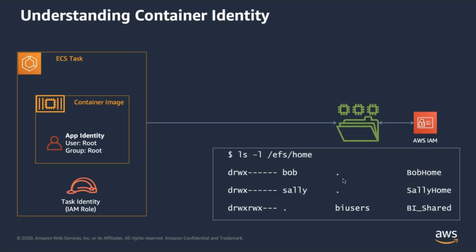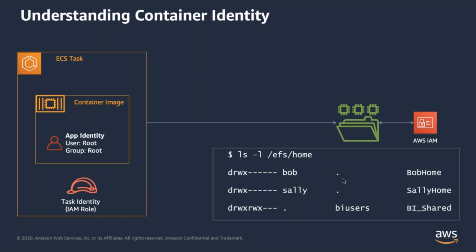First, with containers. What we see here is we have a file system set up. That file system has 3 directories. Two of them are home directories, one owned by Bob, another owned by Sally. And the last one is a shared directory owned by a group called BI users. So essentially here we have data already in our file system with permissions set based on ownership.